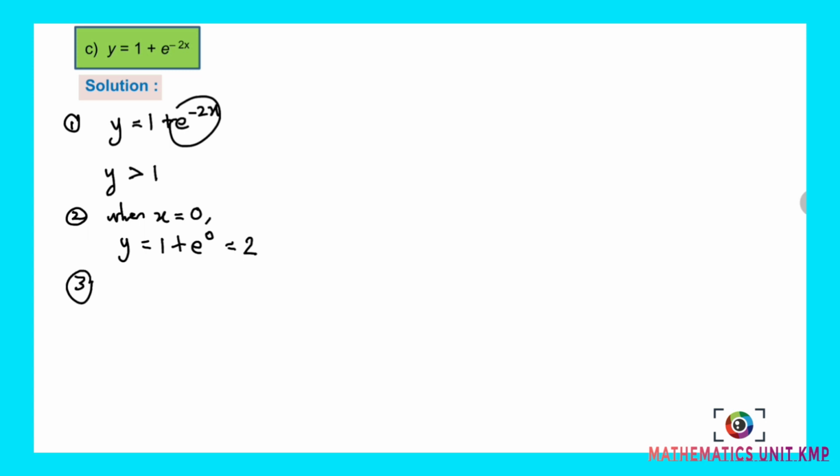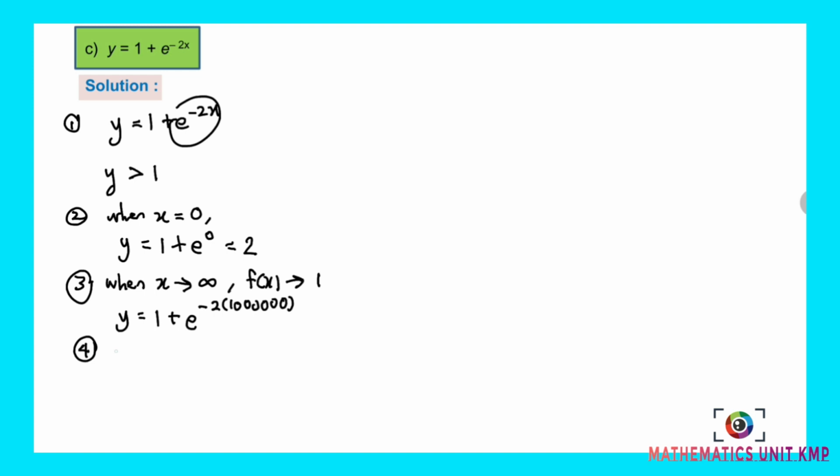Baik. The third step, when x approaching positive infinity, y equals to 1 plus e negative 2 times 1 million. Okay. So you cuba calculate yourself. E negative infinity itu dia akan jadi menghampiri 0, betul tak? Jadi bila 0 tambahkan dengan 1, so fx akan approaching to 1. Faham?